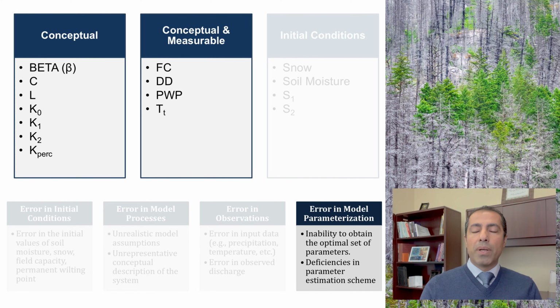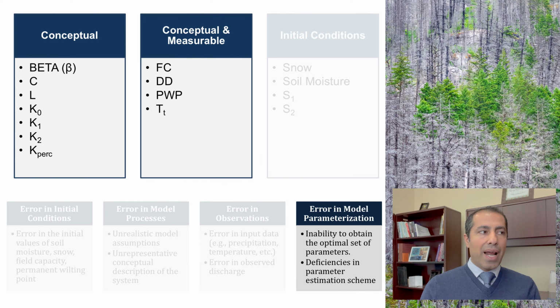But some of them are more physically based. They are measurable in the field. For example, field capacity. You can take a sample from the study area and estimate its capacity to hold water. Degree day factor also is measurable. Permanent wilting point and temperature threshold are also similar. So these are parameters that you may be able to actually measure if you have time and resources.